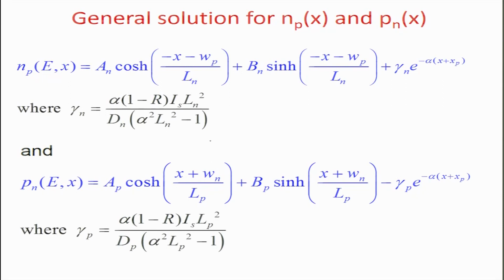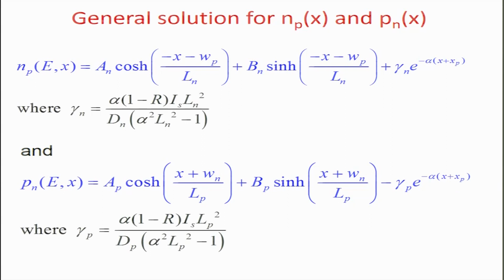So, A_p cosh of, instead of minus (x minus Wp) by L_n, now we have (x plus Wn). This is for electrons, so you have the minus Wp term appearing because this is on the P side. On the N side for the holes you will have the Wn term, and since you are talking about holes, the minority carrier diffusion length is considered. So, you have a cosh term, a sinh term, and a similar term, but instead of plus gamma_n you have minus gamma_p exponential of minus alpha into (x plus xp). Now, this gamma_p is okay, I think that is all right.